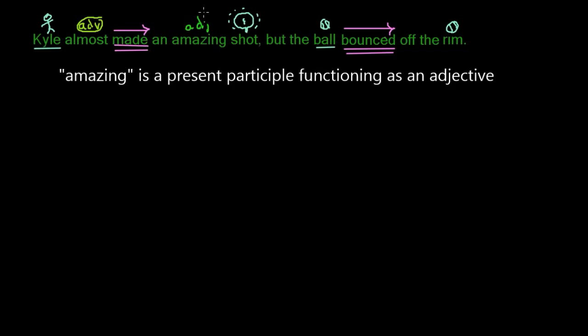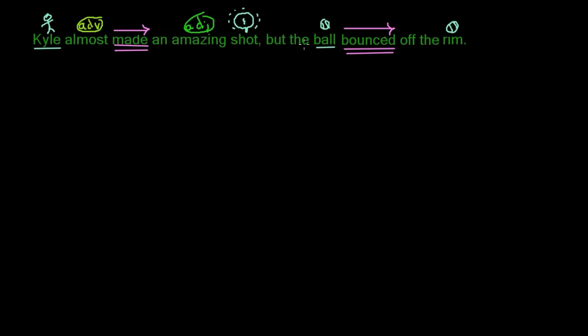We have an adjective modifying the noun shot. And that's pretty much it for modifiers. We do have a preposition, off. We have a conjunction, but. So let's go ahead and code this now.